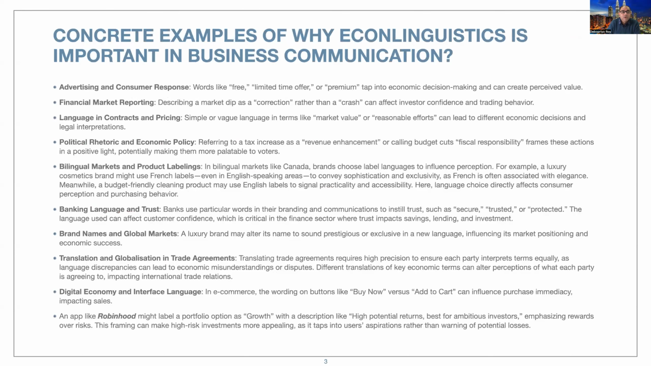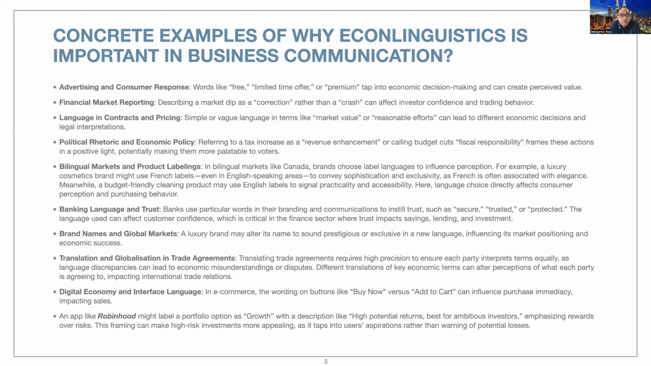Okay. So, concrete examples of why econ linguistics is important in business communication, such as advertising and consumer response. For example, words like free, limited time offer, or premium tap into economic decision making and create perceived value, but we are not sure what kind of value is being created. So the interface can help better manage those words so that users understand what they mean in that particular context, for that given portfolio, for that particular loan agreement, and so on.